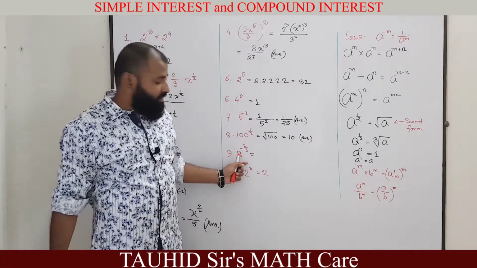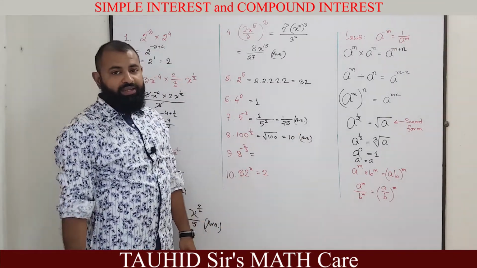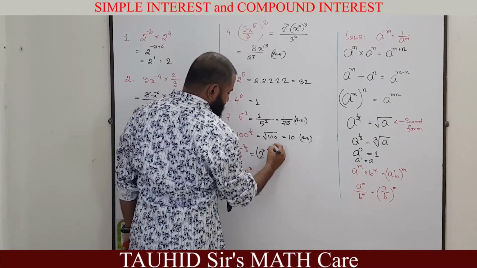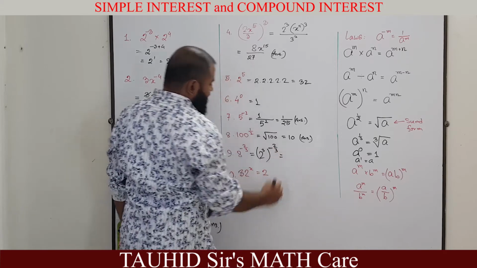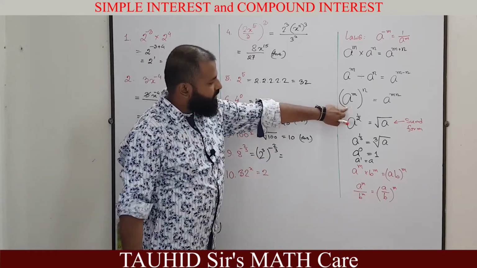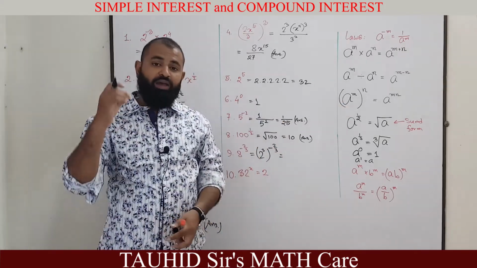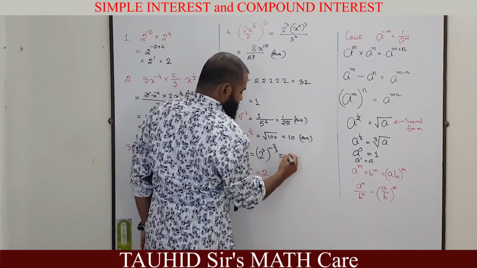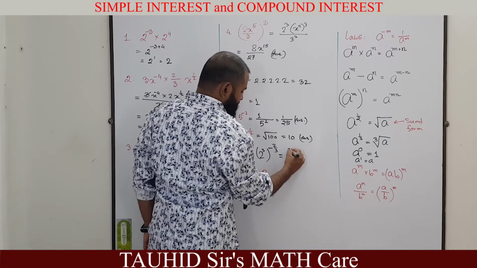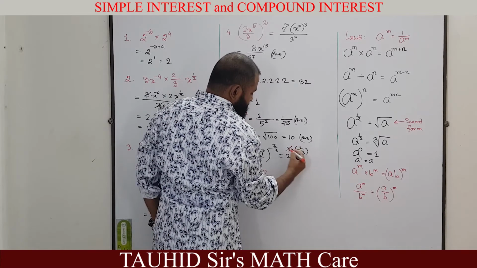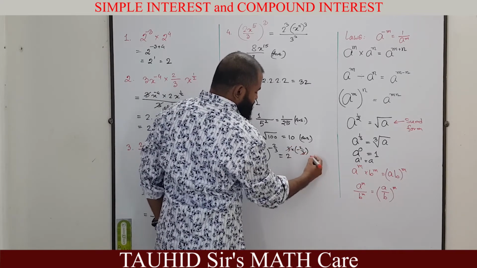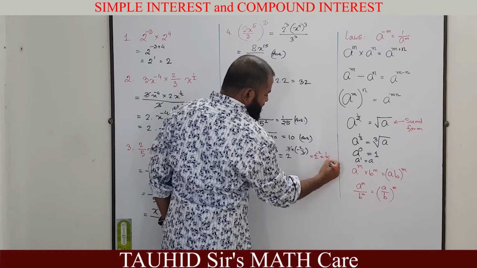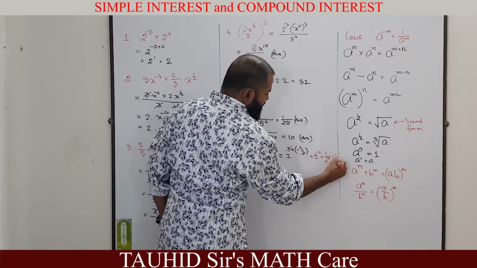8 to the power minus 2 by 3. You know that 8 means what? 8 means 2 cube, to the power minus 2 by 3. And from this law, we can say that if a power sits above another power, what happens? The powers multiply. 2 to the power 3 multiplied by minus 2 by 3. These threes cancel out each other. So 2 to the power minus 2, that means 1 divided by 2 square equal to 1 by 4.